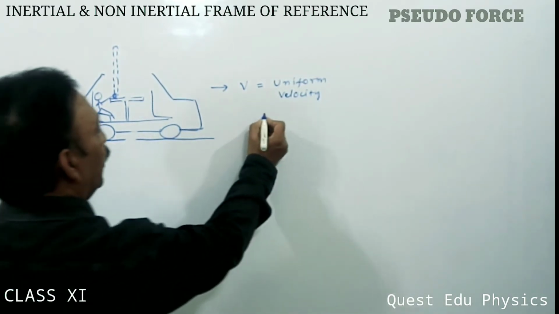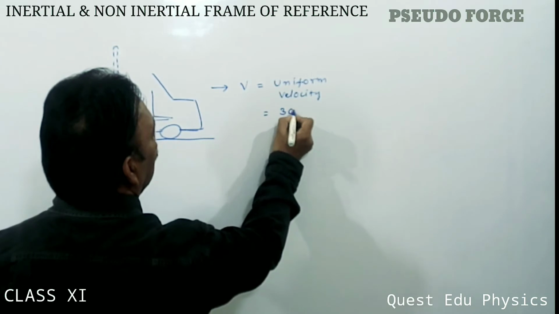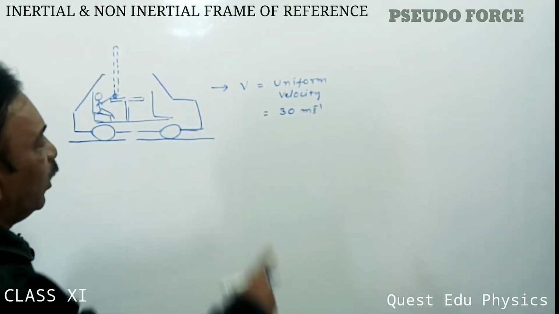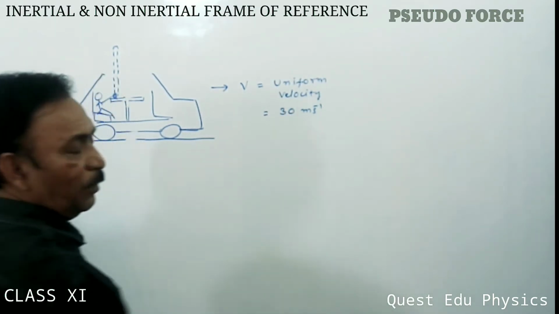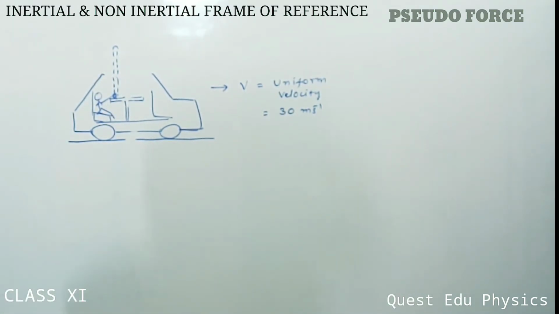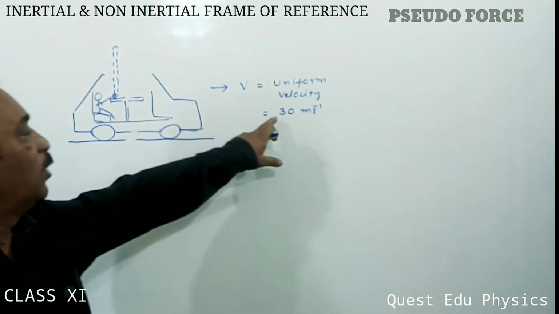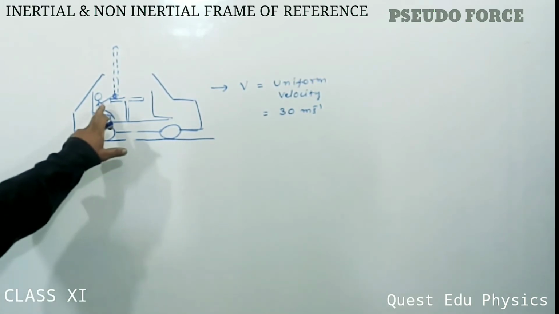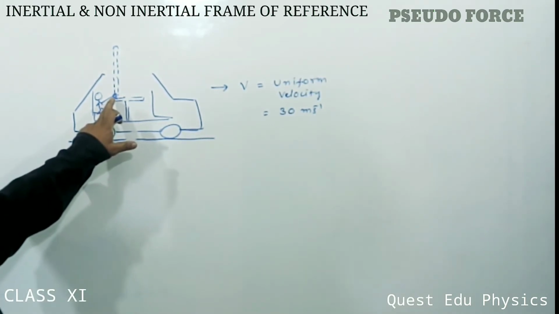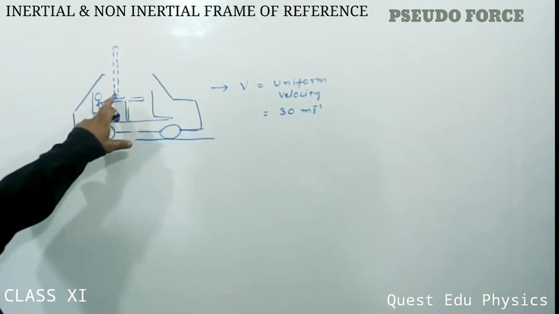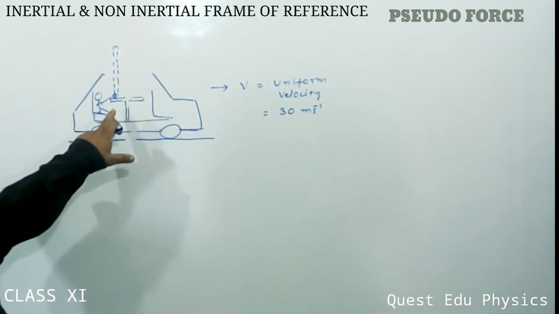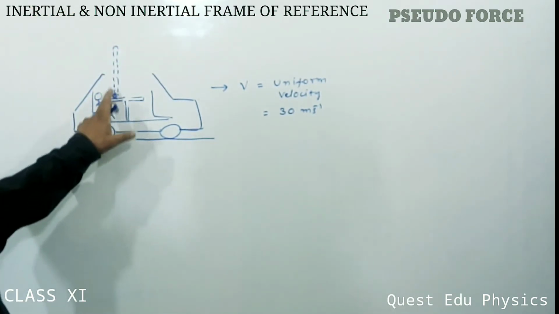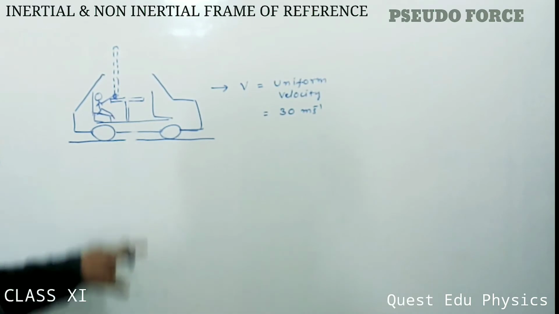Let's say this velocity is 30 meters per second. For example, I am taking. That means in every second, the body is traveling a distance of 30 meters. Okay, students? Here, what's happening? The ball has been thrown by him with a particular speed, he threw it vertically up. Then again it is reaching his hands.